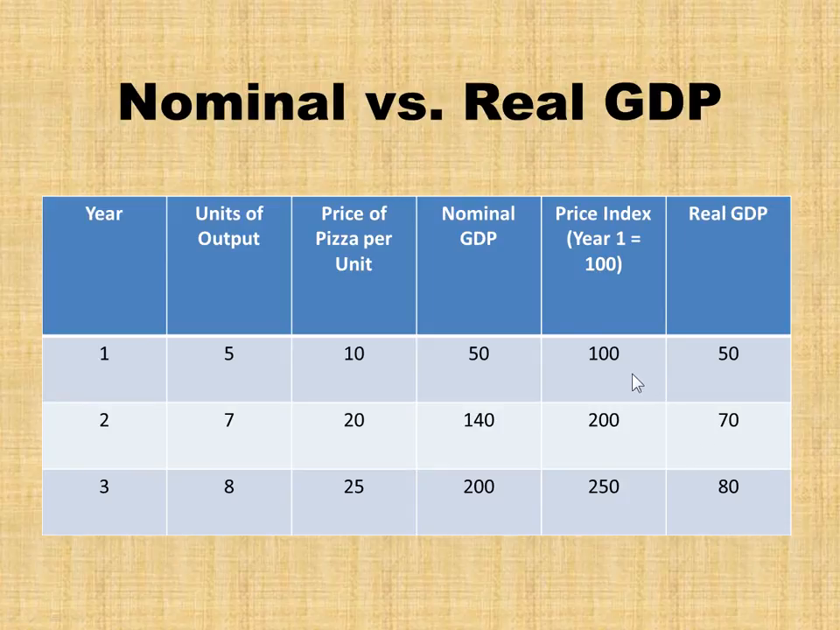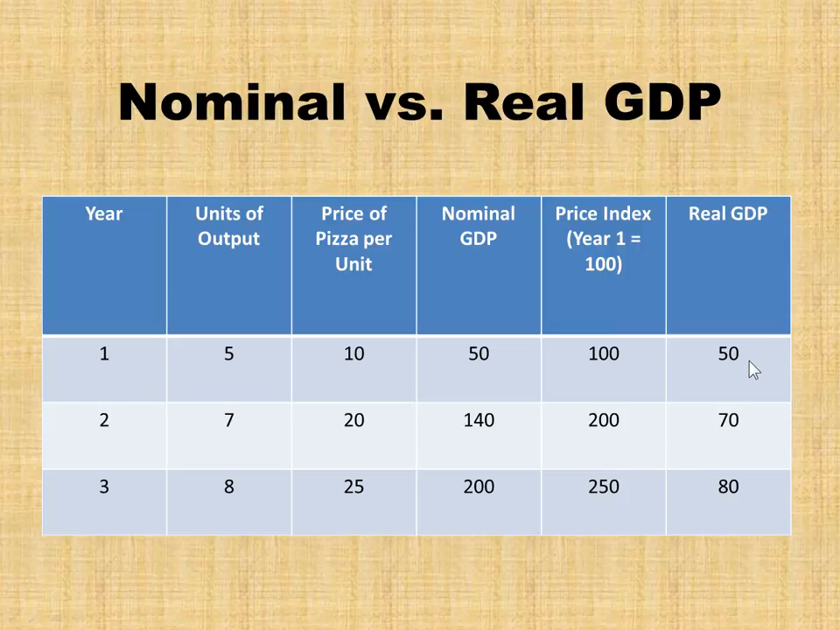So as we see here in our example, by the way, our price index of 100 in year 1 must mean that's the base year. So we take 50 divided by 100, slap 2 zeros, we get 50. So nominal and real GDP equal each other in the base year. But in year 2, we take the nominal GDP of 140, divide by 200, times 100, put 2 zeros on it, we get 70. And then with year 3, we get 80.